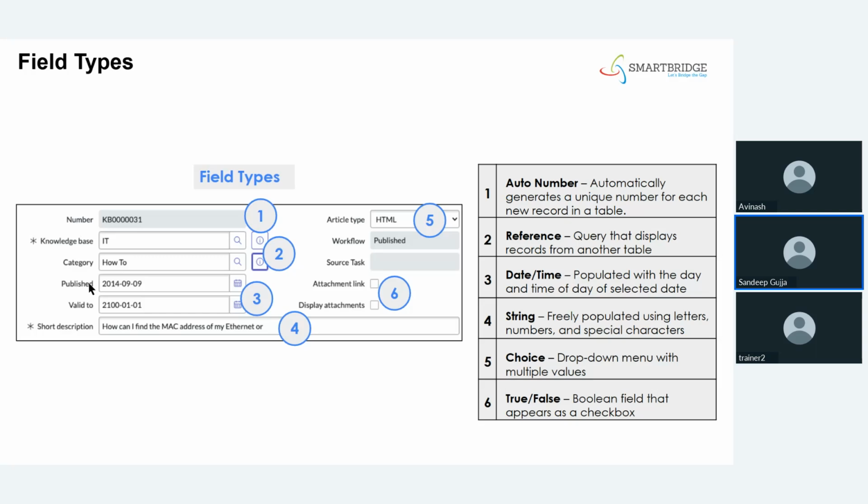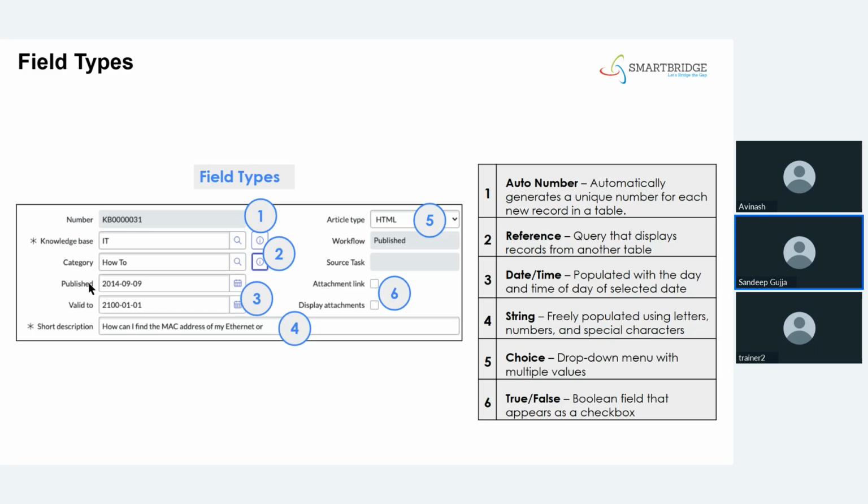Coming to the reference, that particular data type is used to display records from another table, other than the one we are working on presently. Yesterday I created one field with the name test users. In that, I'm going to fetch all the user records. This is how I'm going to display that.